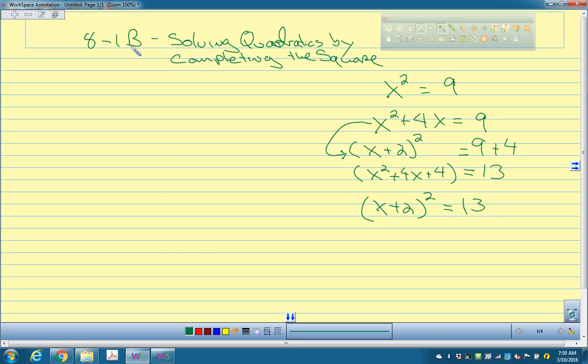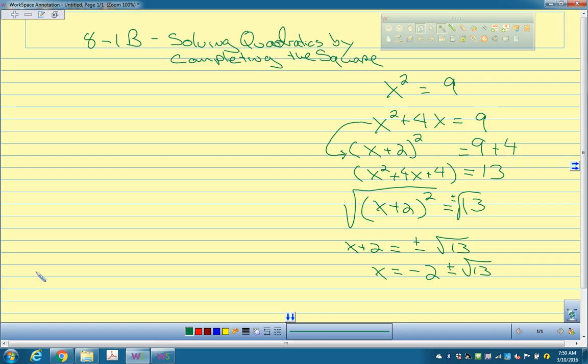Now I do what I did before. I square root both sides. I take the square root of that side, the square root of that side, I put a plus or minus there, and I get x plus 2 equals plus or minus the square root of 13. I'm going to take 2 away: x equals negative 2 plus or minus the square root of 13. That whole process is called completing the square. If there's a coefficient in front of the x squared, we'll talk about that in a little bit.